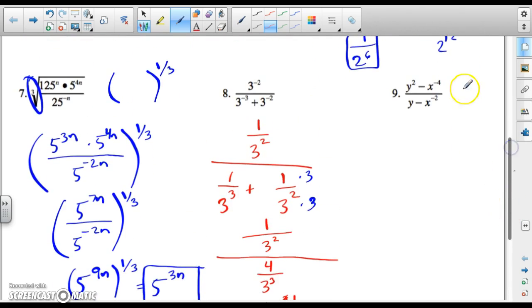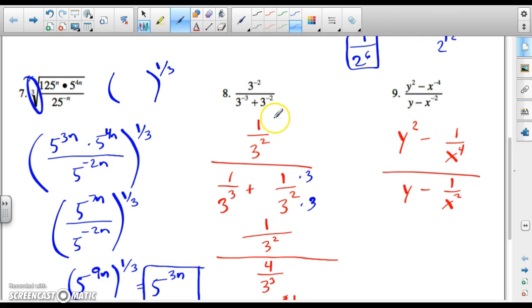Number 9, same thing. Take your negative exponents, flip it. Y squared minus 1 over x to the 4th over y minus 1 over x squared. And this is just the same thing that we did over here, only with variables. We need common denominators. And over here we need common denominators. So let's see what we end up with.